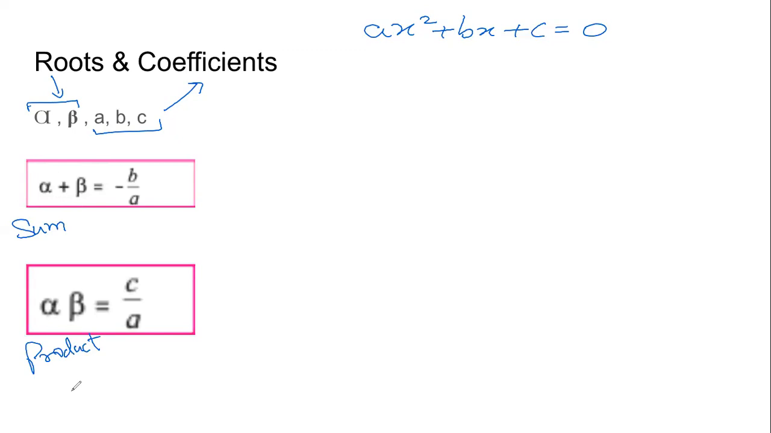Sometimes it will say sum of the roots is minus b by a. Sometimes it will say alpha plus beta equals minus b by a. So we need to know that when we add, we call it sum. When we multiply, we call it product. Sum of the roots is minus b by a and product of the roots is c by a.